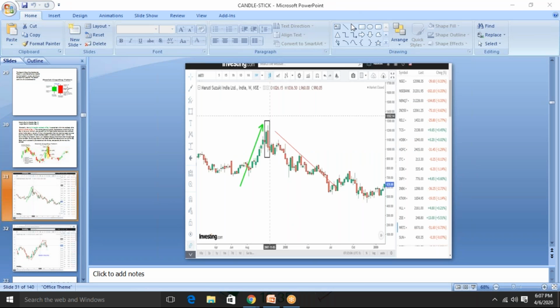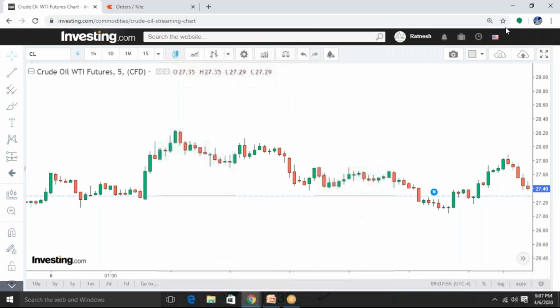See here, this was the Maruti Suzuki chart. This was a weekly candle. If you observe, this was a bearish engulfing pattern. Let me show you in a real example.